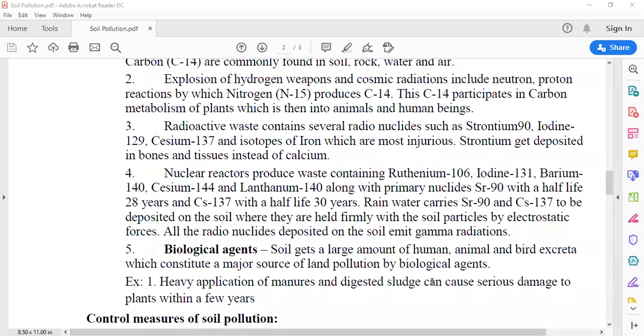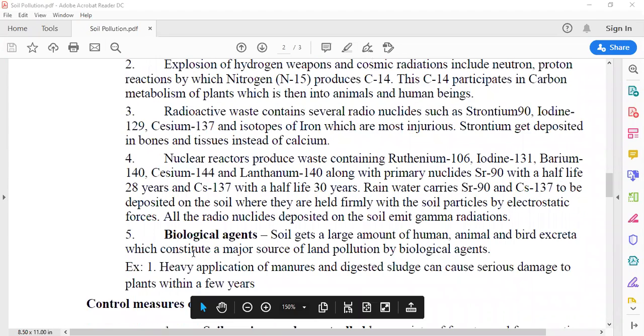Then various biological agents, such as large amounts of human, animal, and bird excreta, which constitute a major source of land pollution by biological agents. Heavy application of manures and digested sludge can cause serious damage to plants within a year. So these are various sources.